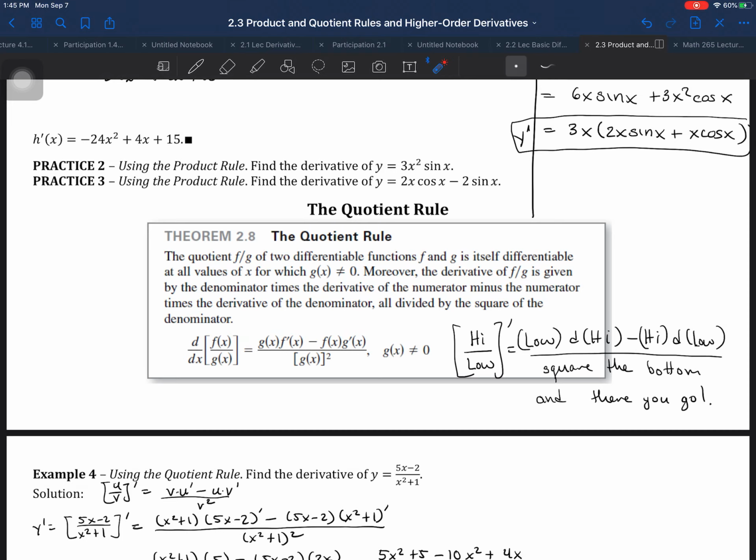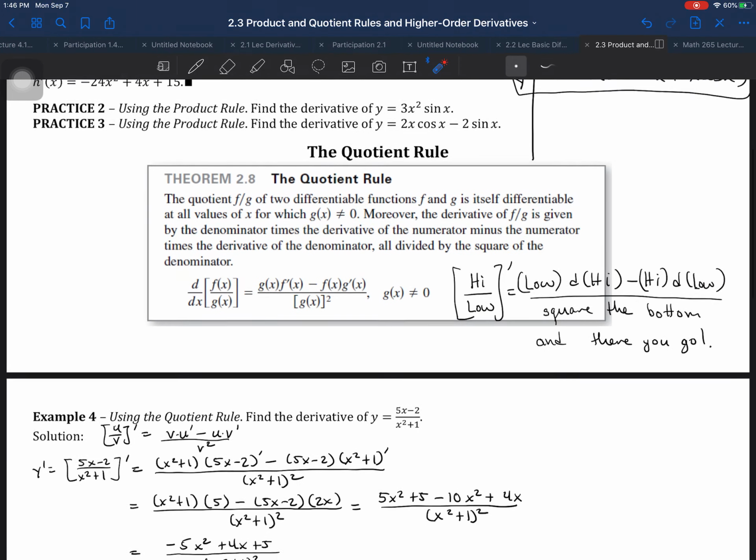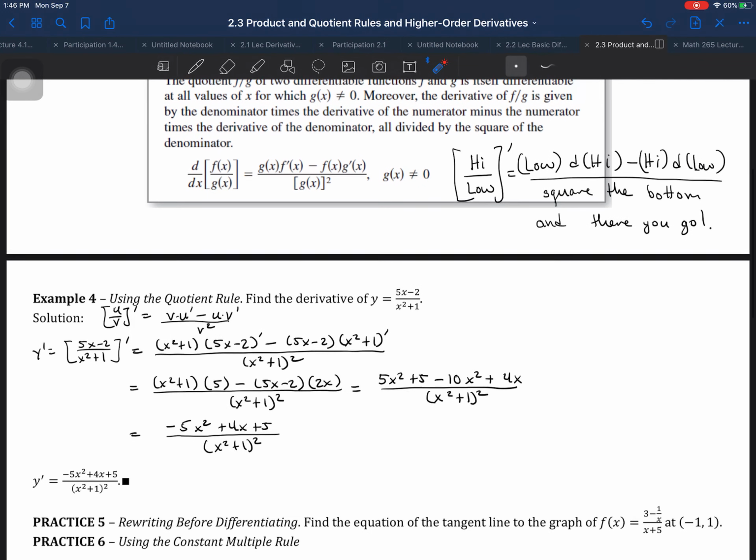If you want to, I will say this again a few times so you can practice with me. Low d high minus high d low, square the bottom, and there you go. This will help you remember the formula. Remember, you start with the low, which means you have the low multiplied by the derivative of the high, d for derivative, minus the high times the derivative of the low. You'll hear me say that, and that's a lot of times what I actually do in my head.